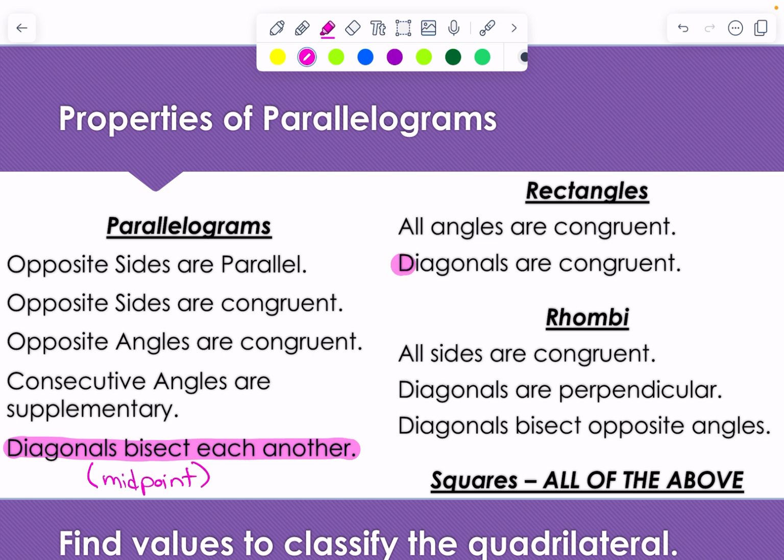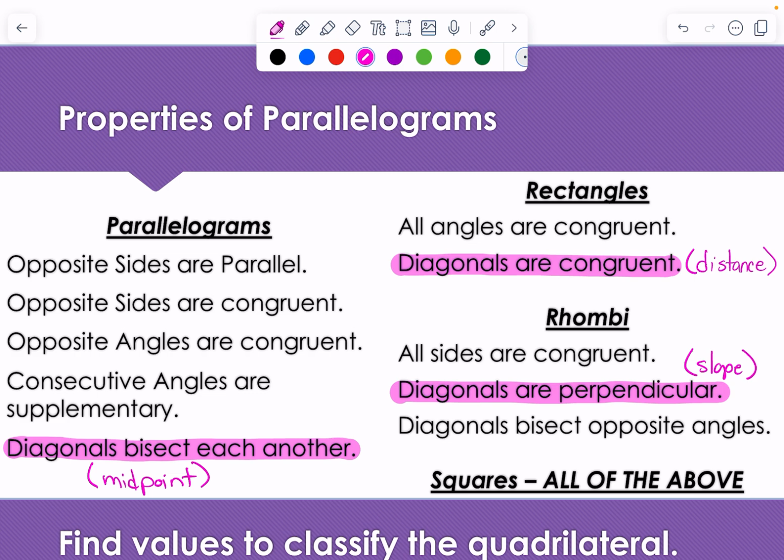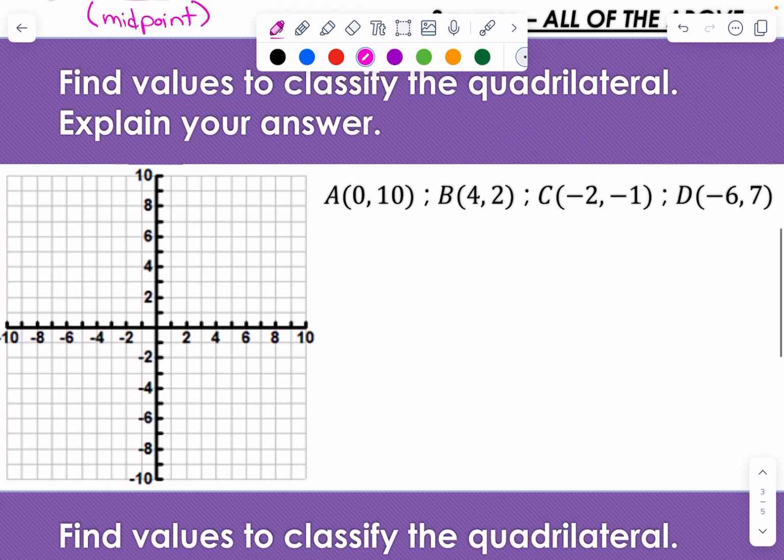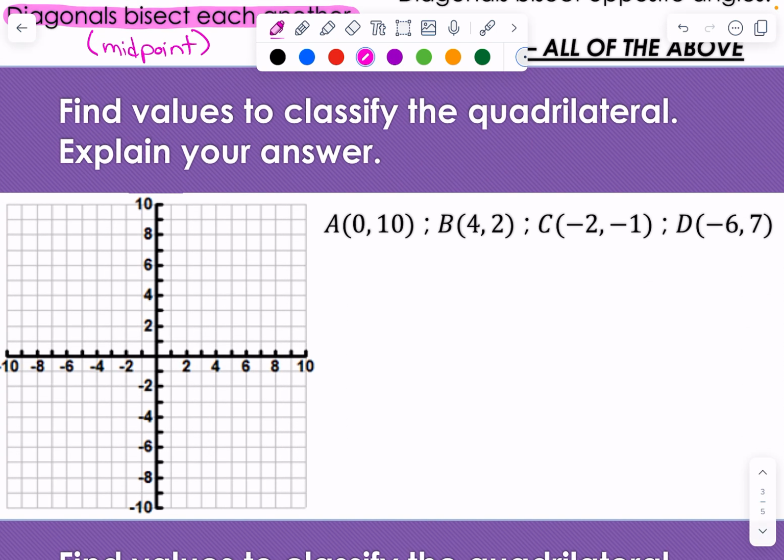Okay? The second one that I'm going to focus on to determine whether it's a rectangle or not is whether the diagonals are congruent, and that is going to be the distance formula. And then the third one that I'm going to worry about is whether the diagonals are perpendicular, and in order to do that, I'm going to use the slope formula. So what we're going to do is try to classify the quadrilaterals by using coordinate geometry.